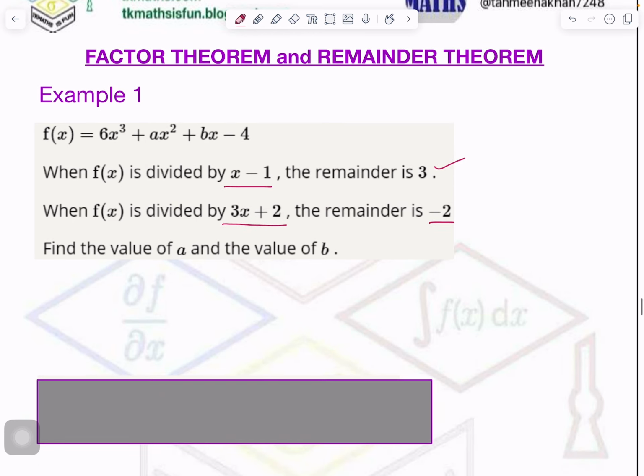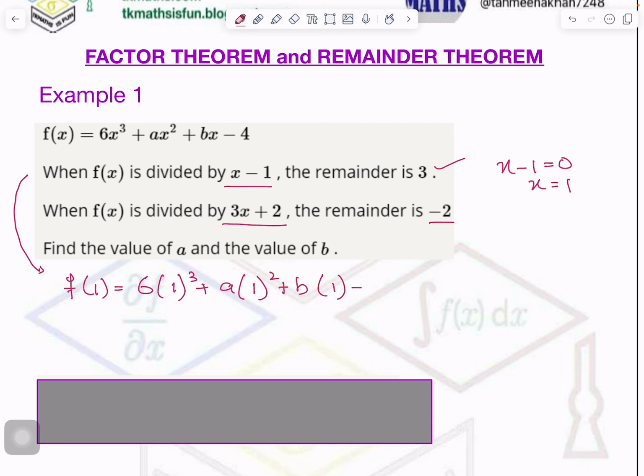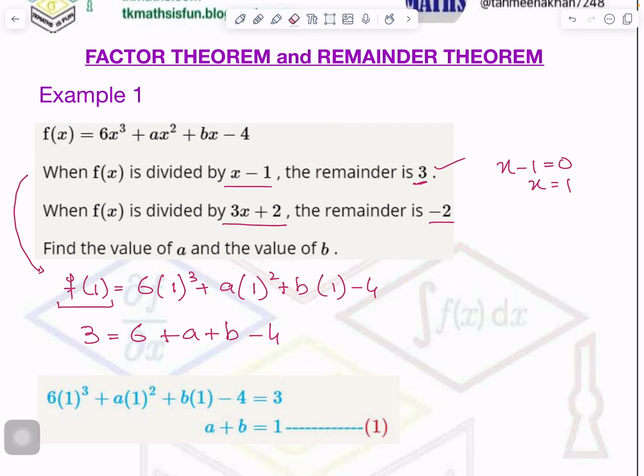So how will we solve it? First of all, from condition number 1, you will take the value of x. Your divisor is x minus 1, so x is equal to 1. So if you put f of 1 in the given polynomial, how will you write it? That is very important. It will help you to get the answer. The question is saying your remainder is 3. This whole thing gives you the remainder, as we have seen, so you will write 3 here. After that you will simplify it, and then you will get one equation. Here I have done this simplification for you.